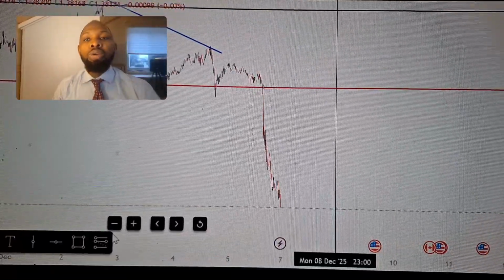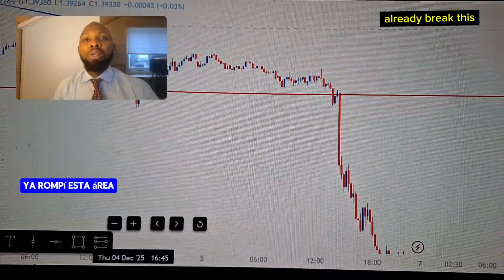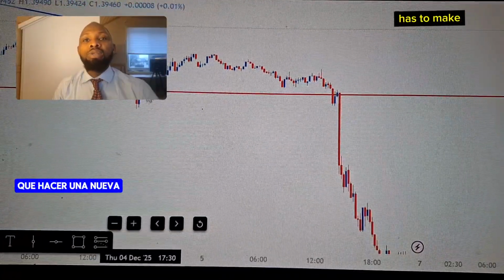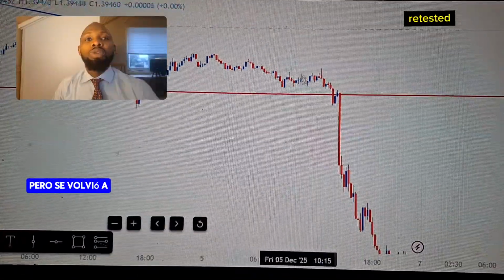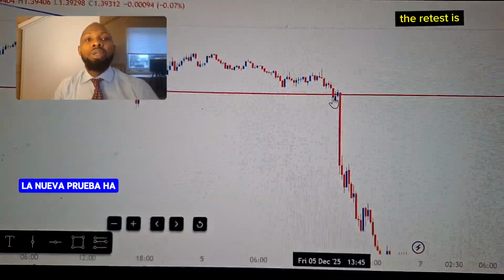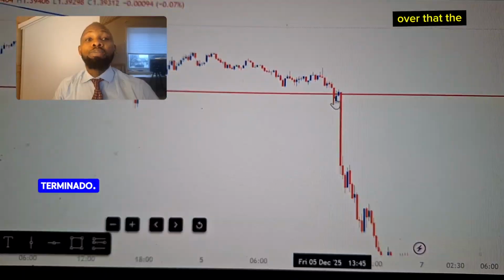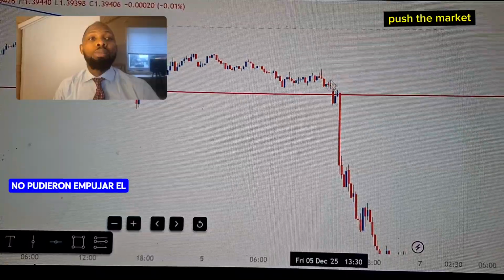I marked it with red. You can actually see that we already broke this area, but the market has to make a retest. All these places are ranging in 15 minutes, but I was waiting for the retest. This candle is a confirmation that the retest is over, that the buyers could not hold this, they are weak, they could not push the market higher.